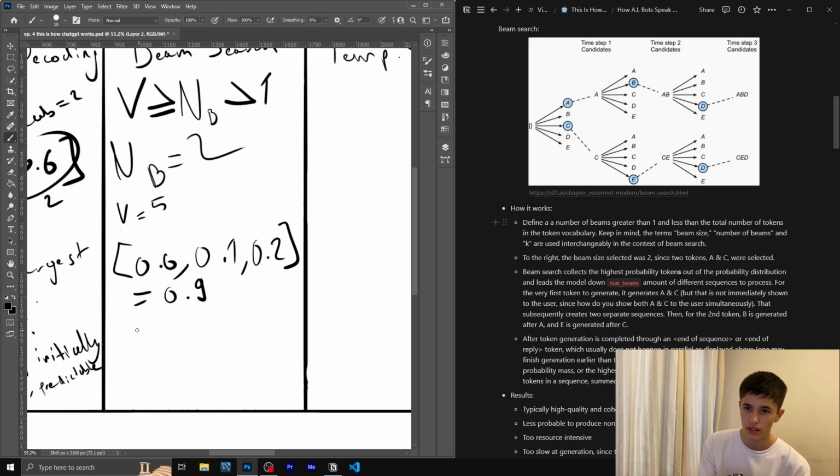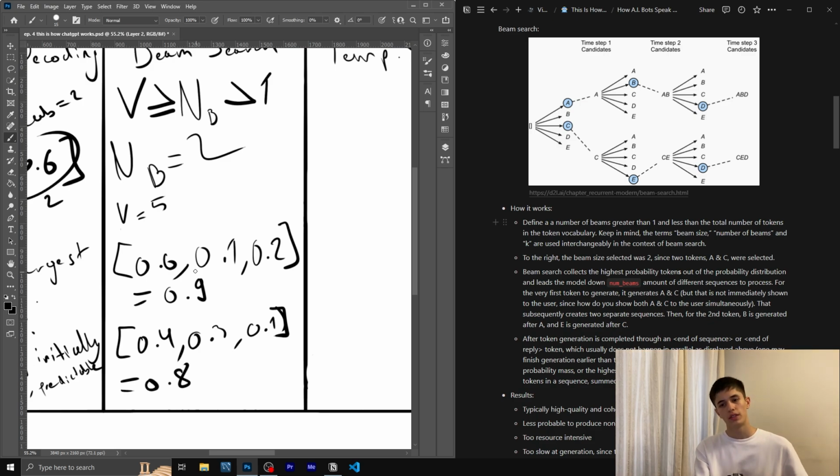And with CED, it may be like 0.4, 0.3, 0.1, something like that, right? This in total would be 0.8. So you have these cumulative probability values, and the one with the higher value is the one that's actually chosen to display to the user. So actually this would be chosen right here, because in this hypothetical scenario it had more, so ABD will be displayed. So you got the user over here, and GPT just goes ABD, right, like that.